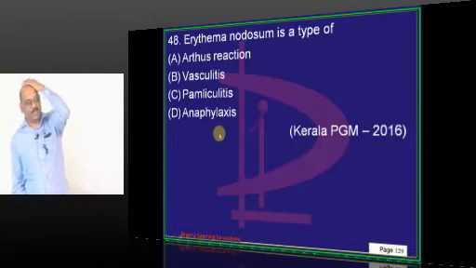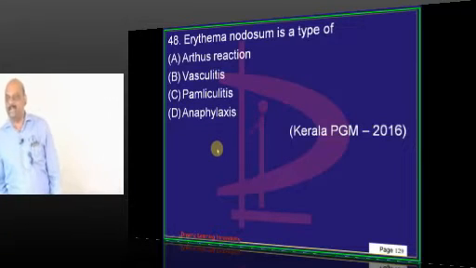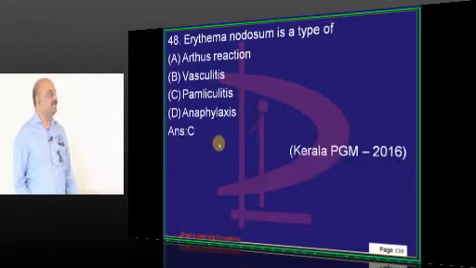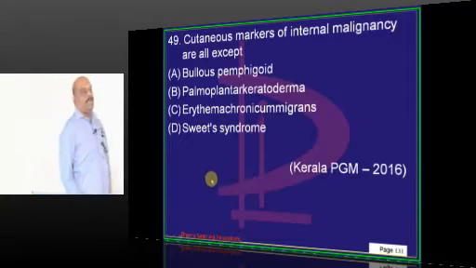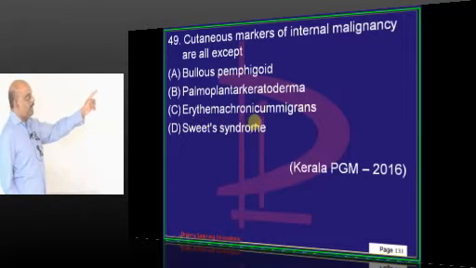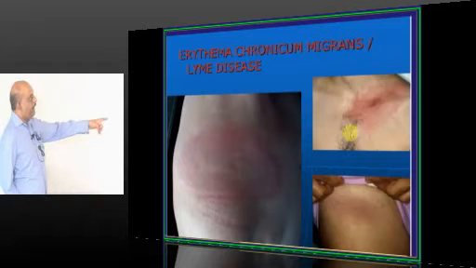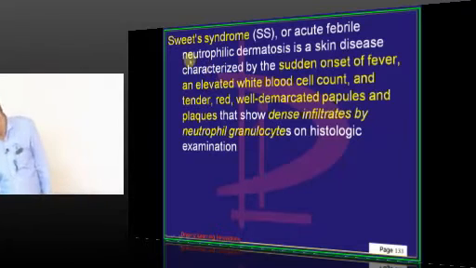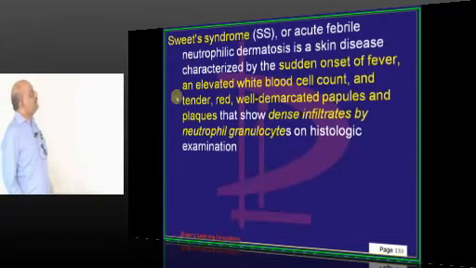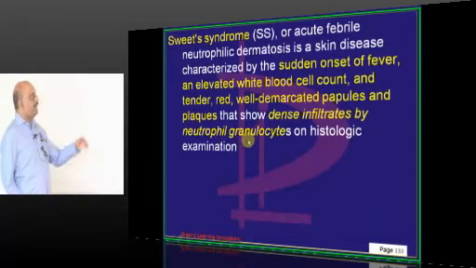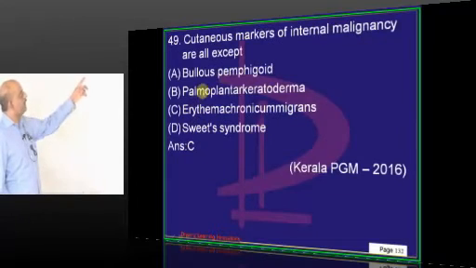Erythema nodosum means panniculitis. Thousands of times we said on this floor. It is inflammation of fat tissue. And you must remember all drugs causing erythema nodosum, systemic conditions causing erythema nodosum, every entrance they will ask. In internal malignancy, what is a cutaneous marker? Bullous pemphigoid, palmoplantar keratoderma, but erythema chronicum migrans is basically seen in Lyme disease. Sweet syndrome is febrile neutrophilic dermatosis with sudden onset of fever, elevated WBC count, dense neutrophilic infiltrates. It is also a sign of internal malignancy.